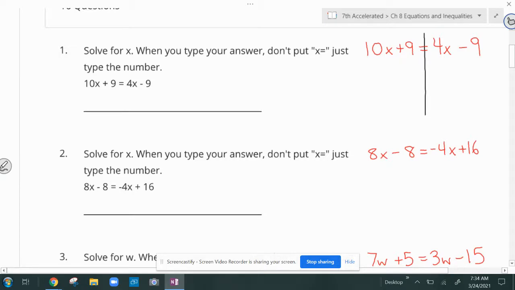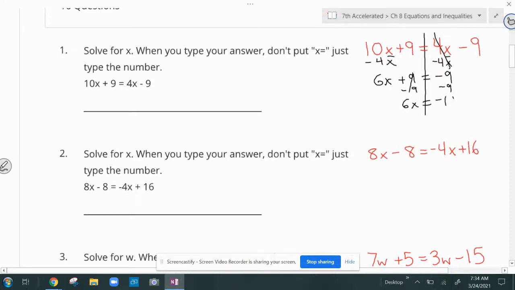So we have variable on both sides. So we're going to take out one of those full terms. I'm going to subtract 4x. Subtract 4x. Get 6x plus 9 equals negative 9. Now I'm going to get rid of this other term so I can isolate that variable. I've got to get rid of the plus 9 by subtracting 9.